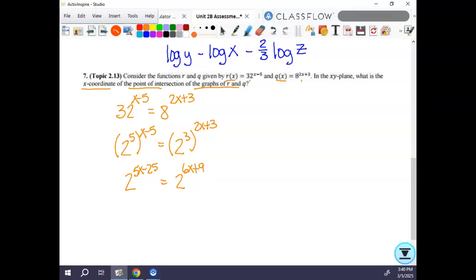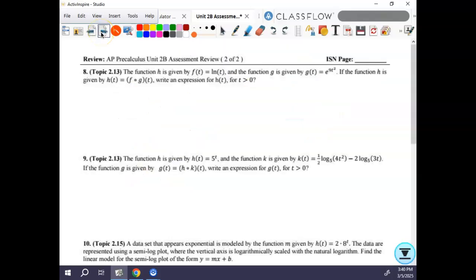Now that I have common bases, I can just take the 5x minus 25, set it equal to 6x plus 9, and then this will give me x. I subtract that over there, negative 34. And then I don't have to check it because it's an exponential, not a log. So, all right.